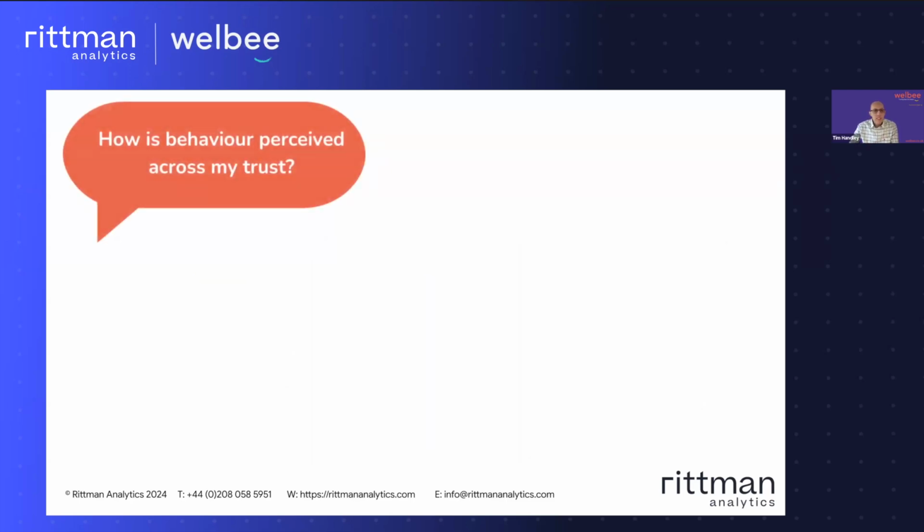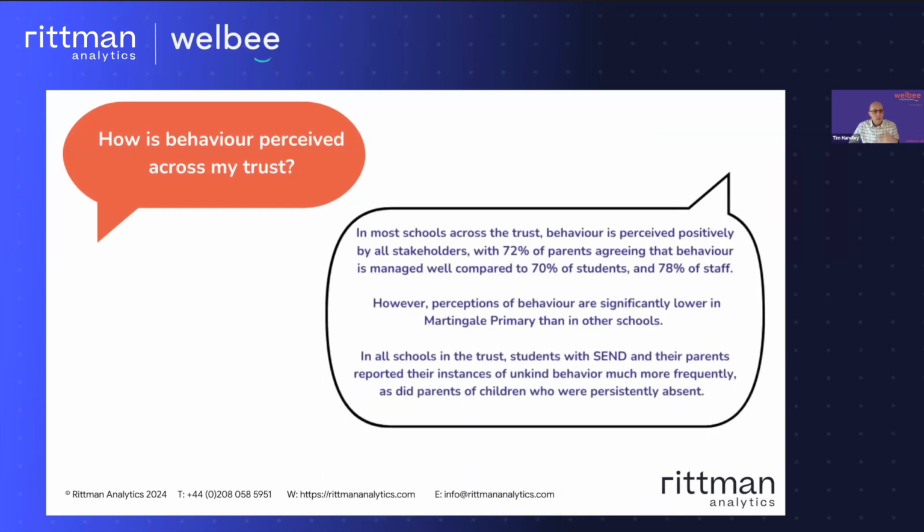So just an example, obviously it's difficult to show a chatbot live, but this is a real school question. So how is behaviour received across my trust? One of my schools, I've changed the school names, obviously for obvious reasons. So the AI comes back and it says, obviously it's a shorter version.